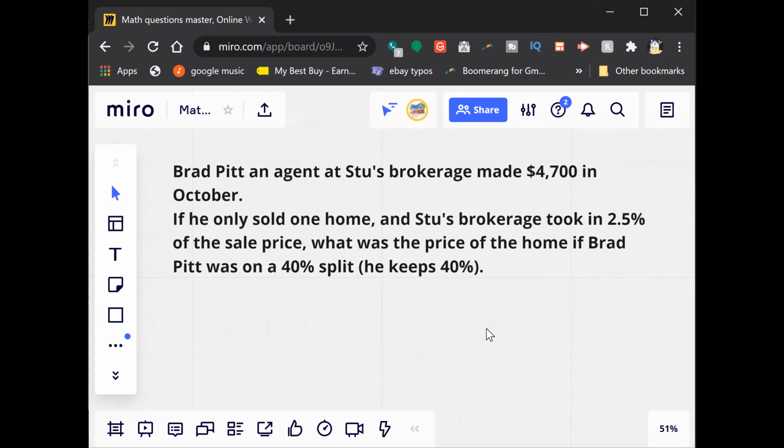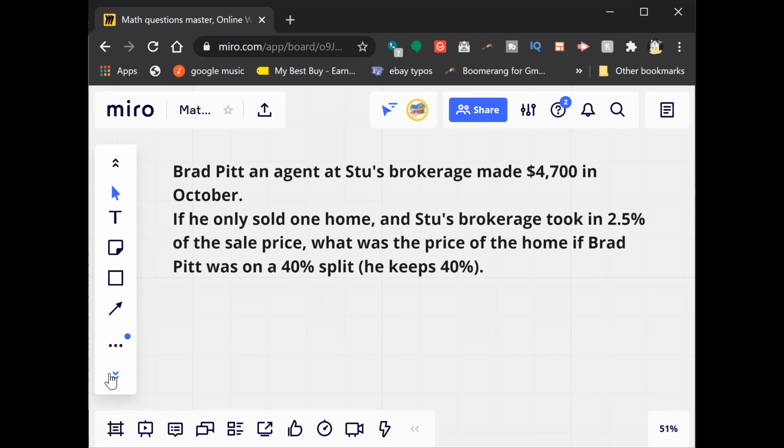So let's look at this one. And I like this one. I wrote this one the other day, and I like it a lot, because it's confusing. So Brad Pitt, an agent at Stu's brokerage, made $4,700 in October. If he only sold one home and Stu's brokerage took in 2.5% of the sale price, what was the price of the home if Brad Pitt was on a 40% split? Good old Brad is working for me now.